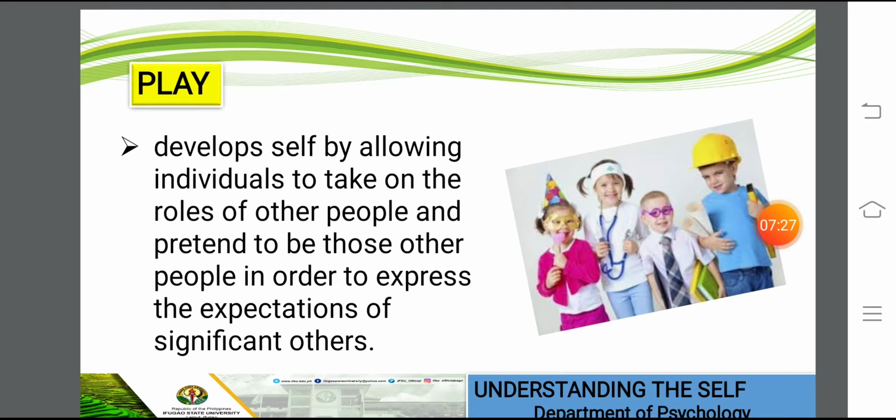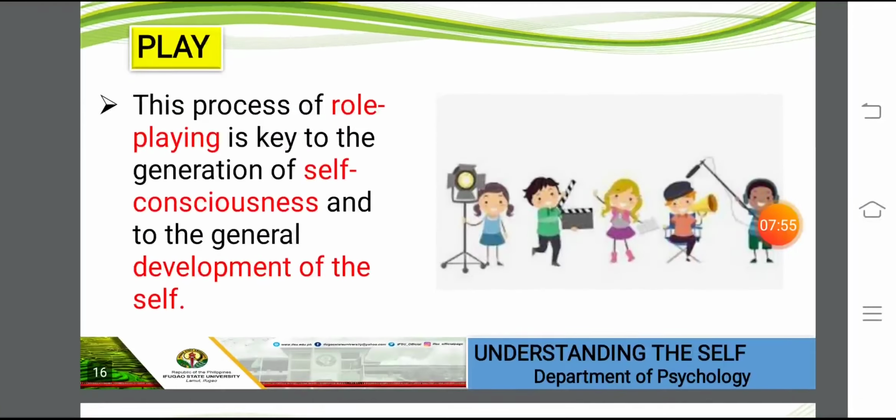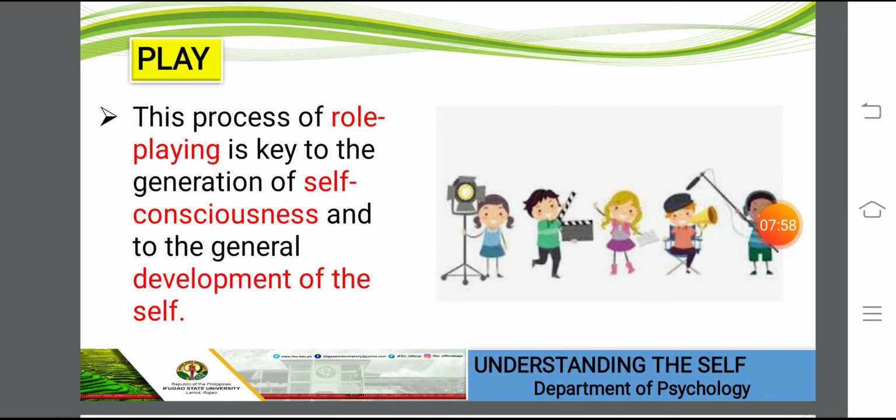Okay, and there is also unstructured play that we do, wherein the children could explore what they really want, what they appreciate, and it is there where they could start their interaction with others. It is there that they could start realizing that I am a separate person from others, that I am unique from others, but then we could enjoy, okay, together. Play is the process of role playing, and it is the key to the generation of self-consciousness and to the general development of the self, as I've said a while ago.